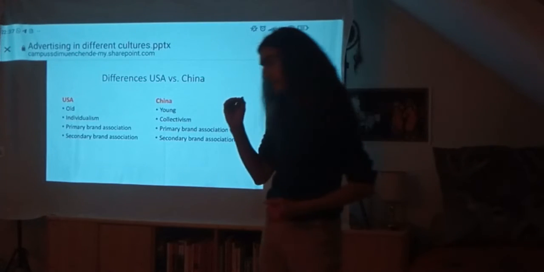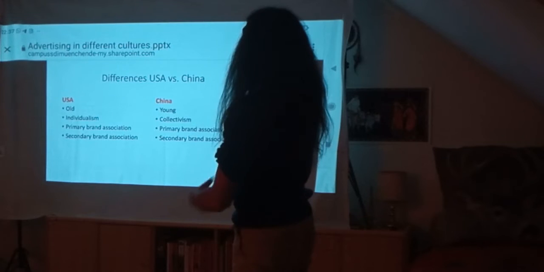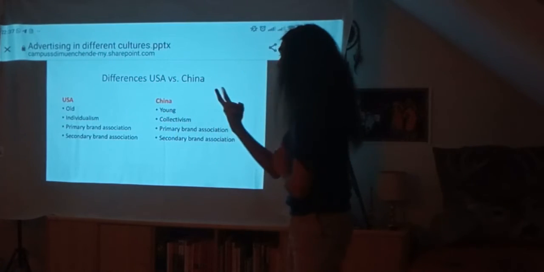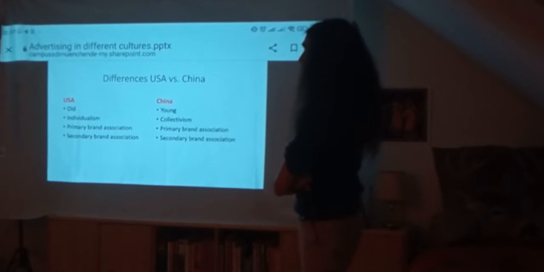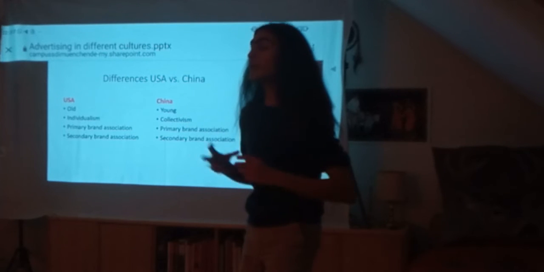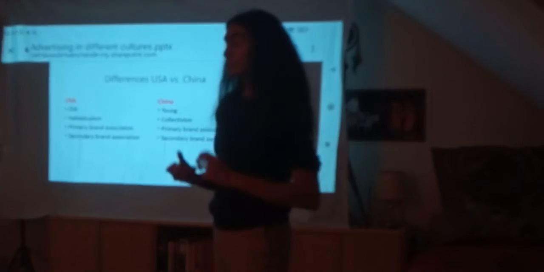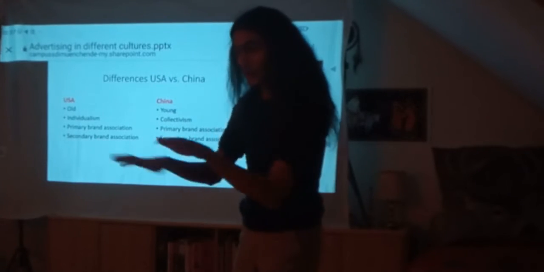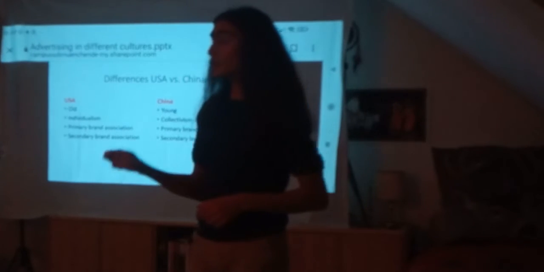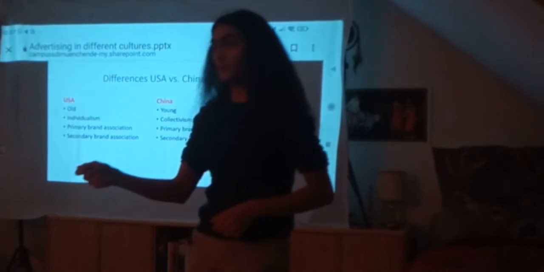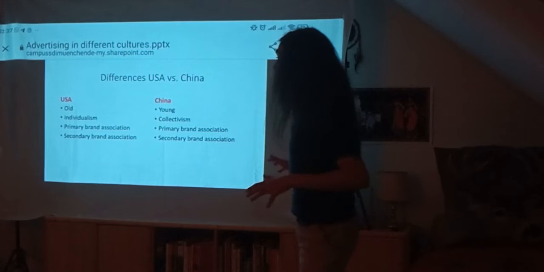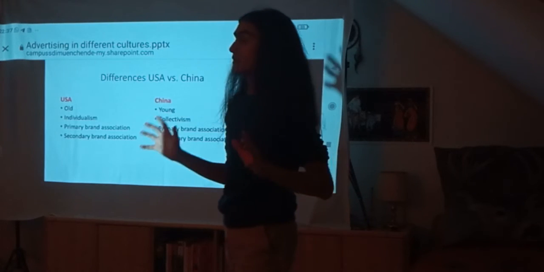And now let's look at the last difference that we see, which is the primary brand association versus the secondary brand association. So what do I mean by that? The primary brand association is the main message that Snickers wants to convey to their audience in every culture. That's the same for every culture. So the primary brand association is Snickers being the hunger-busting solution. So if you eat Snickers, you won't feel hungry anymore.